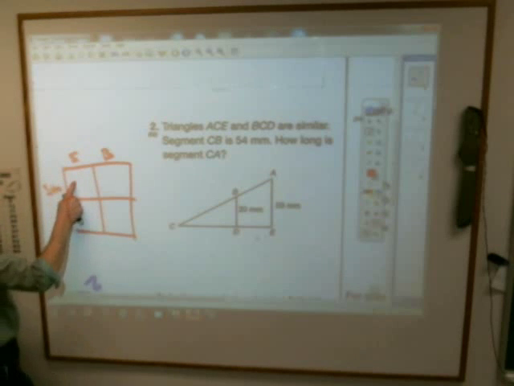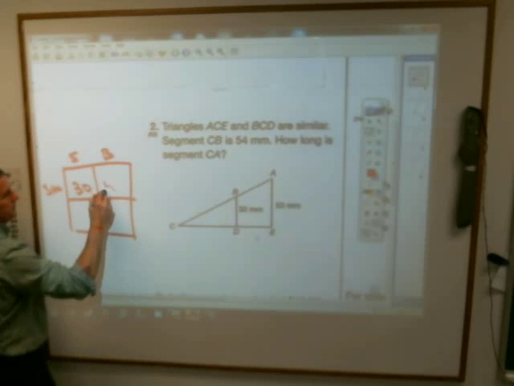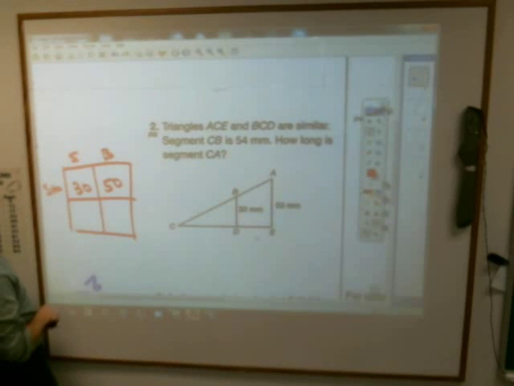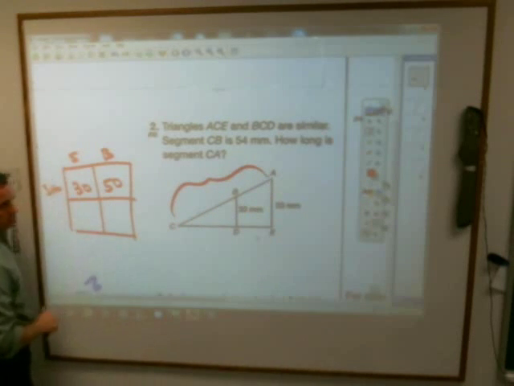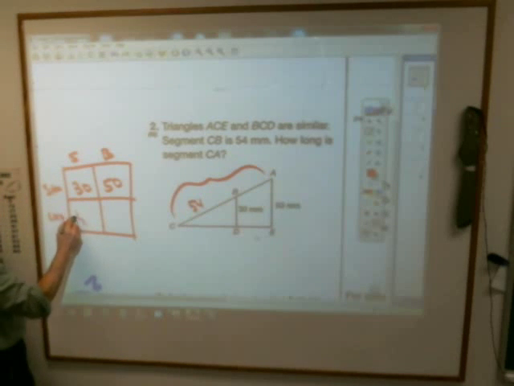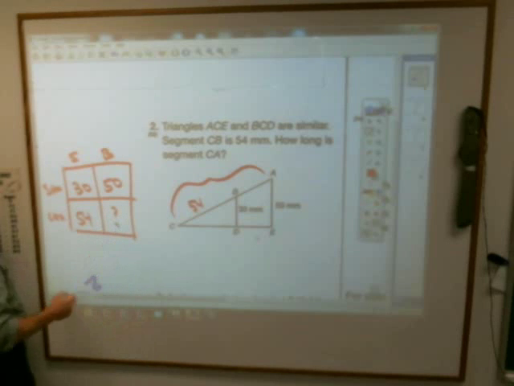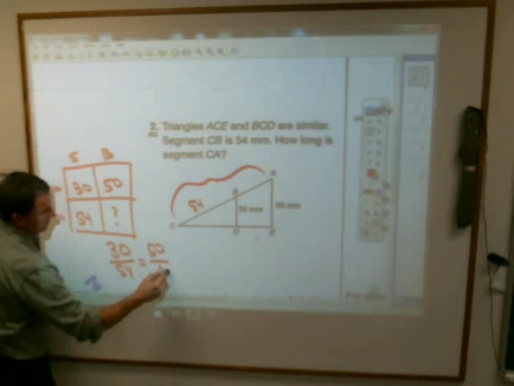So the short side on the small one is 30. The short side on the big one is 50. You got those 2, and we want which one? AC. Yeah. So you want the hypotenuse, or the longest side. It says 54 in the, oh yeah, segment CV, this is 54. Long side on the short one is 54, and you want to know the long side on the big one. So there's your whole fraction, ratio, box, whatever you want to call it. 30 over 54 equals 50 over what number?